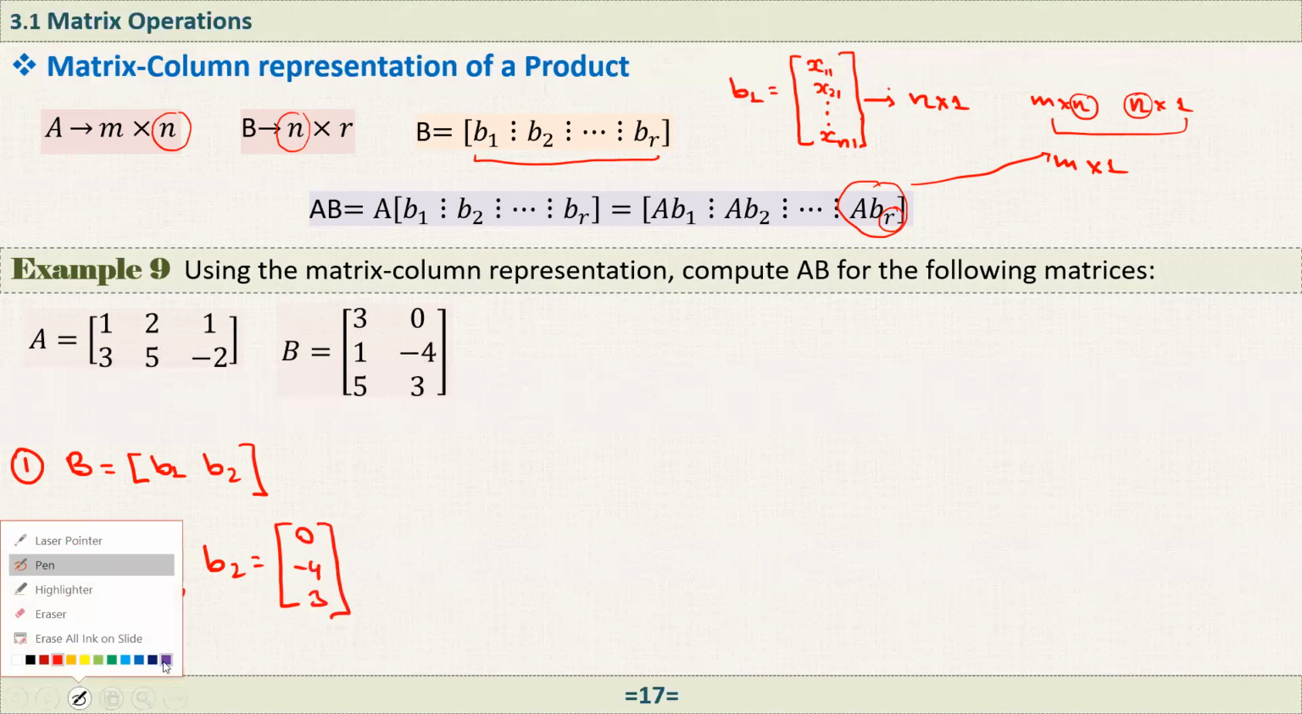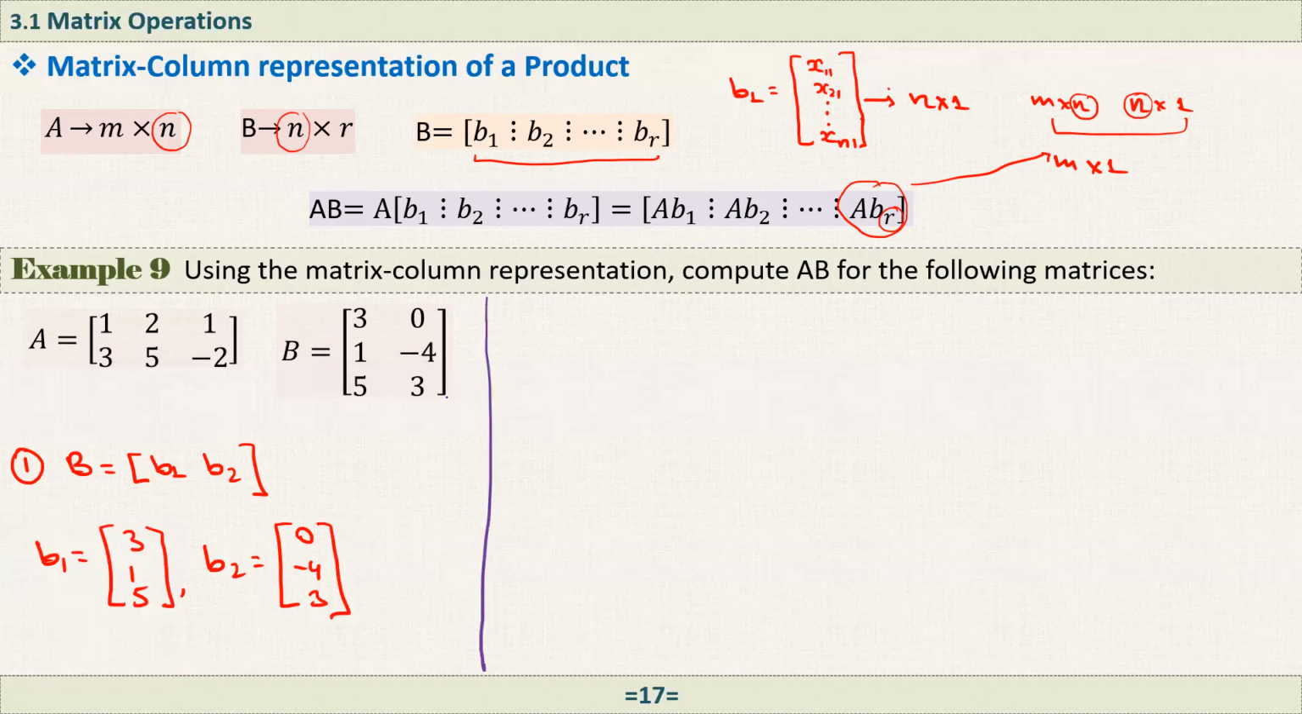Let me use a different color. Now we are multiplying like this: A times B equals A times B1 and B2, and that is equal to A B1 and A B2. To do this, I just multiply matrix A by B1, matrix A by B2, and write these as columns, and you'll get the product.